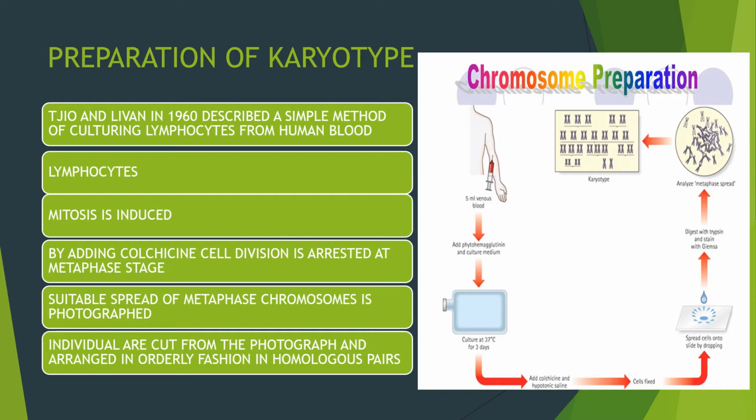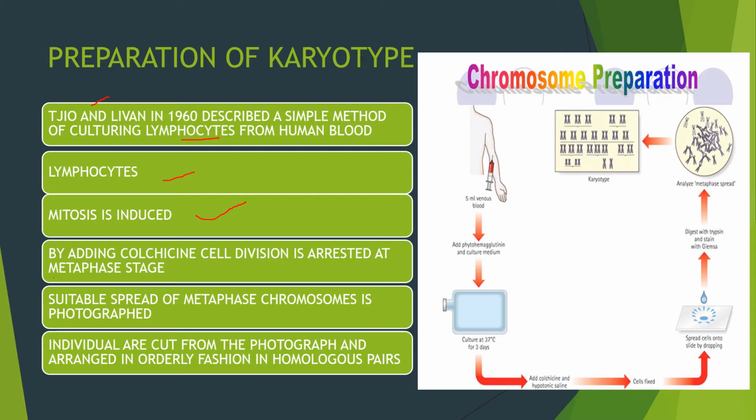Let's learn preparation of karyotype. Jayo and Levan, in 1960, described a simple method of culturing the human lymphocytes. From human blood, they isolated the lymphocytes and cultured them. This simple method was identified by these two people. And after culturing the lymphocytes, mitosis is induced.